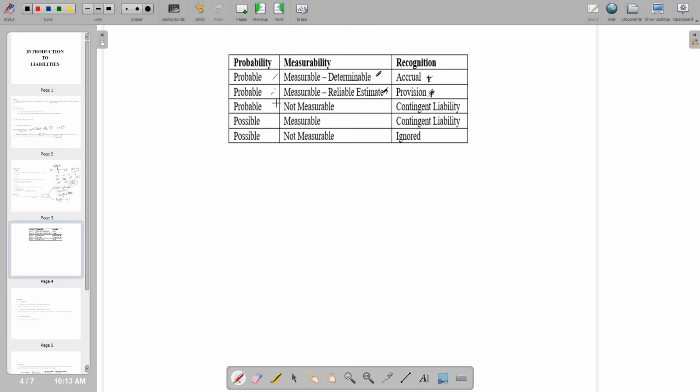Okay? What if it's probable but not measurable? We call that contingent liability. What if vice versa? It is possible, so this means it is not probable, but it is measurable, contingent liability. And contingent liability is not recognized, rather it is disclosed. Okay? So, when we say disclosed, this means that it is provided in the notes to FS. Okay? Notes to financial statement. It is not included in the balance sheet, but it is included in the notes to financial statement. What if it's possible? This means it is not probable and not measurable. Ignore. Okay? Ignore it.